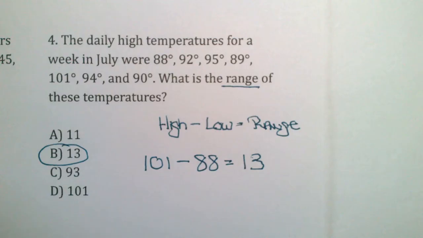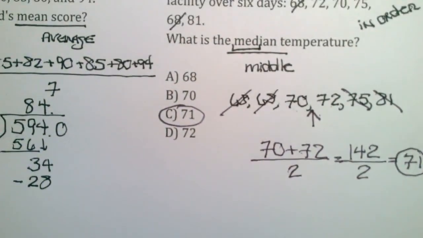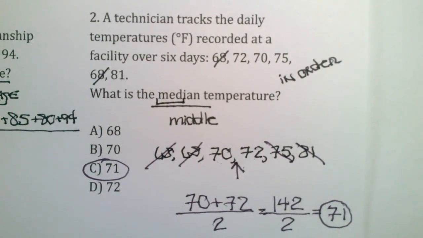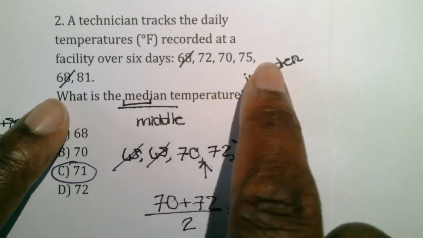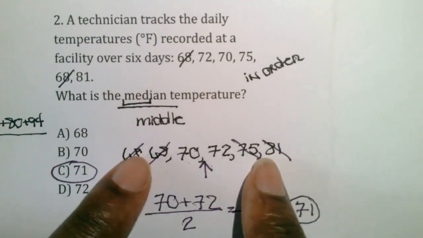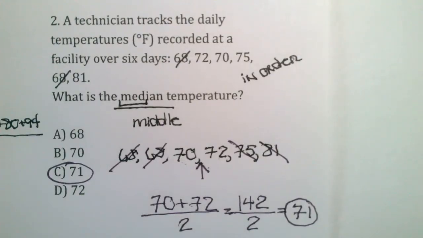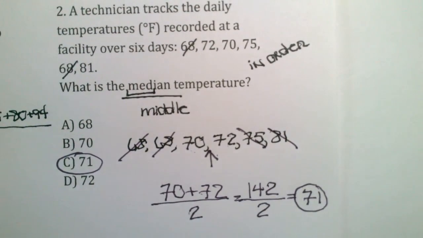So mean, average: add them up, divide by how many numbers. Median, middle: put them in order, find the middle. If you ever come across a problem that says find the mean and the median, me personally, I would put my numbers in order first, find the median first, and then add them up and divide by the number of numbers to find the mean. Because you're going to have to put them in order anyway, so might as well do it right from the jump.